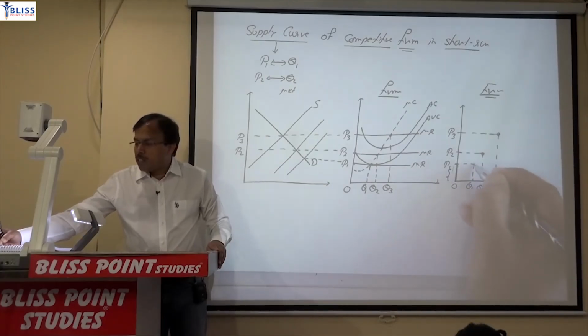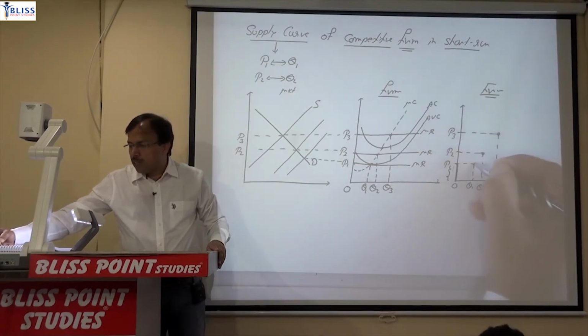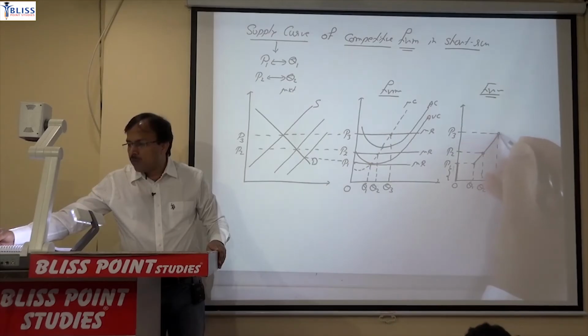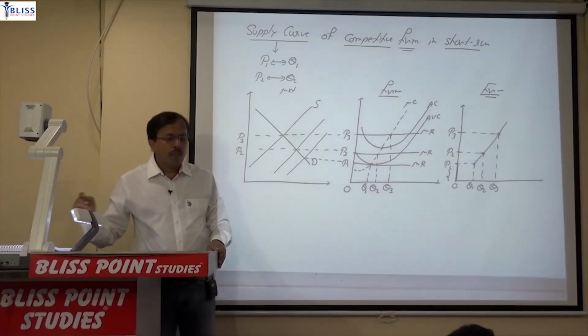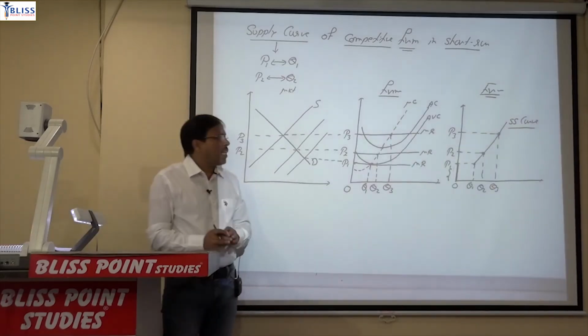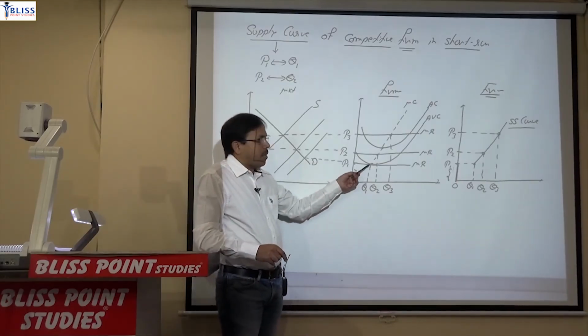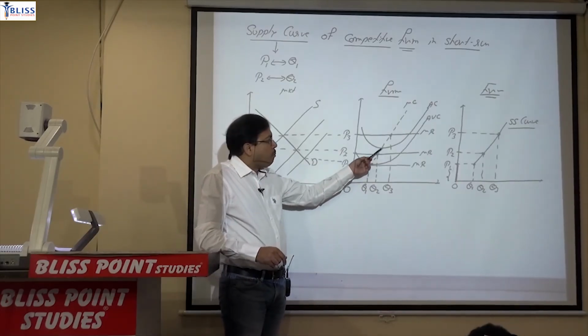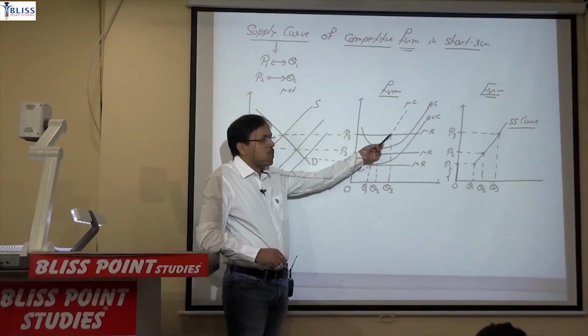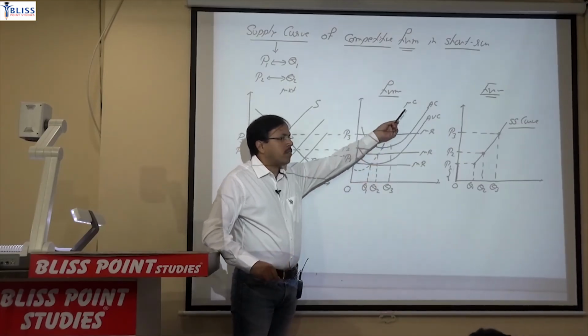At P1, supply is Q1. At P2, supply is Q2. At P3, supply is Q3. Connect all. By connecting all, you get the supply curve, but remember that curve is coinciding with which line? P1 Q1 is this point, P2 Q2 is this point, P3 Q3 is this point. So if you connect all 3 points, you will get which curve?